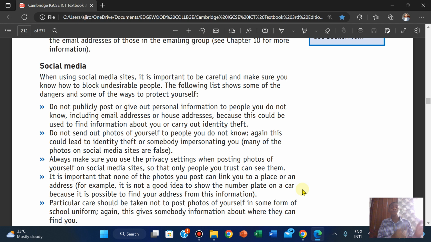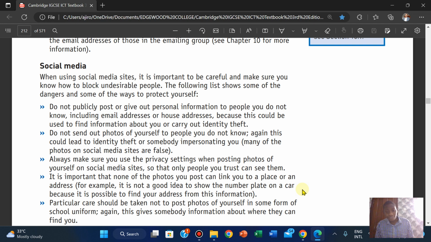Always make sure you use the privacy setting when posting photos of yourself on social media sites. I have friends whose only photo they post about themselves, they post to only their friends. They don't leave it public, because if you put public there, it means even people that are not your friends can actually see that content, because you are posting it for the public.